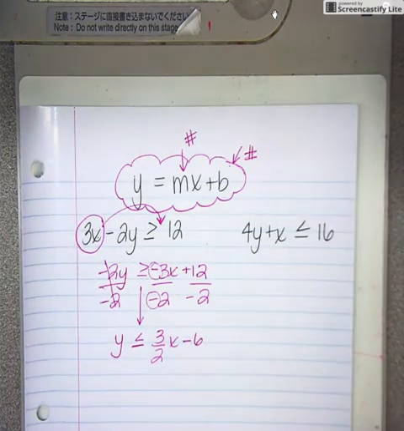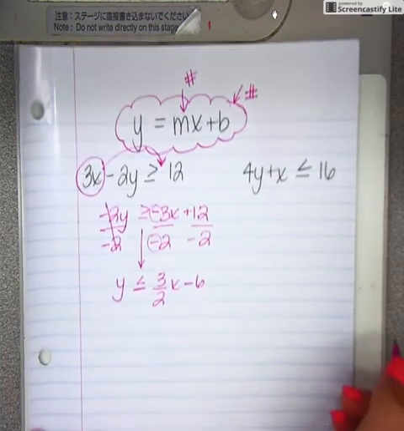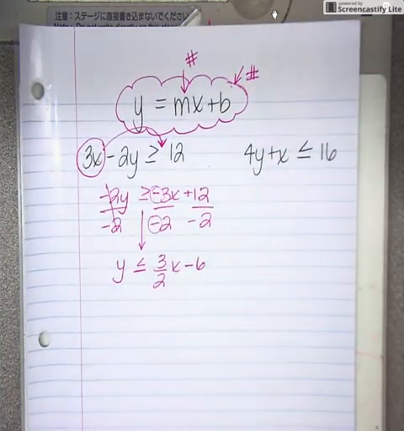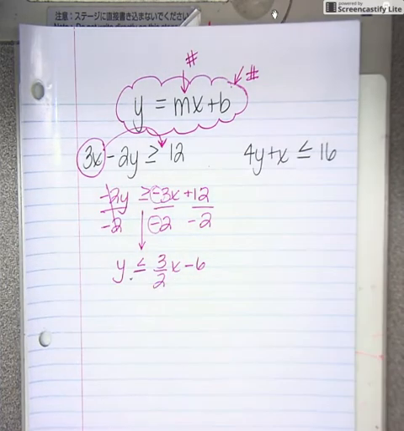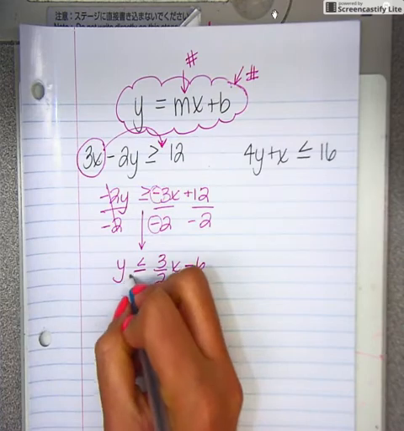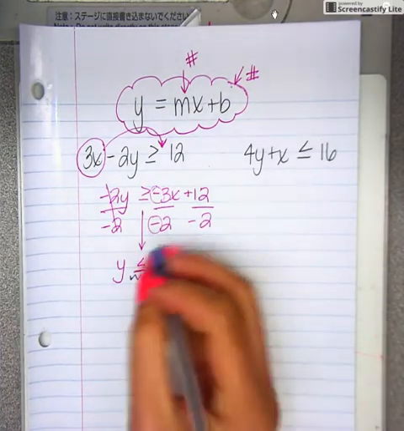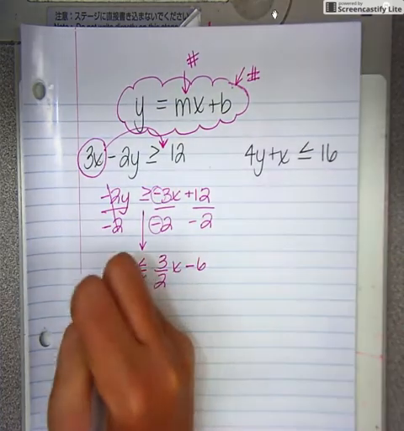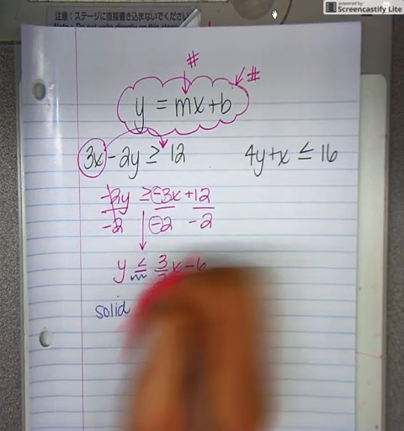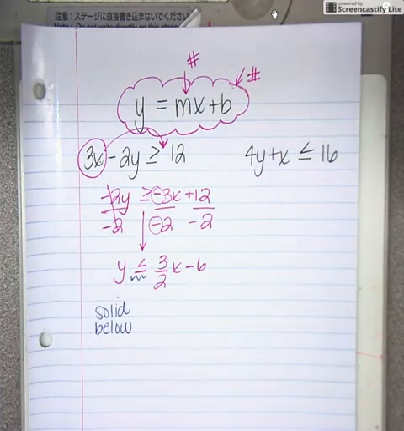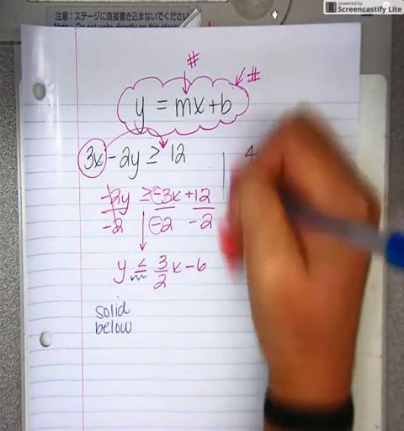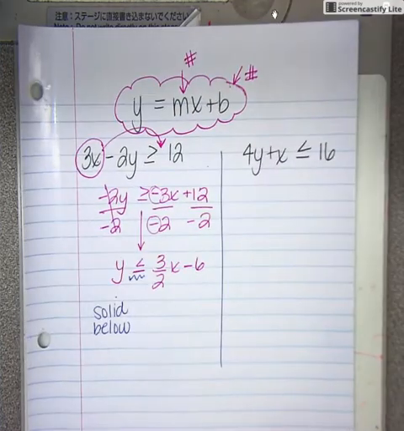minus 6. Now, if we were to graph this one, our sign right here, because we have the line underneath it, our sign would be less than or equal to, so our line would be solid. And since it is less than, we would shade below. All right, let's do another one over here.